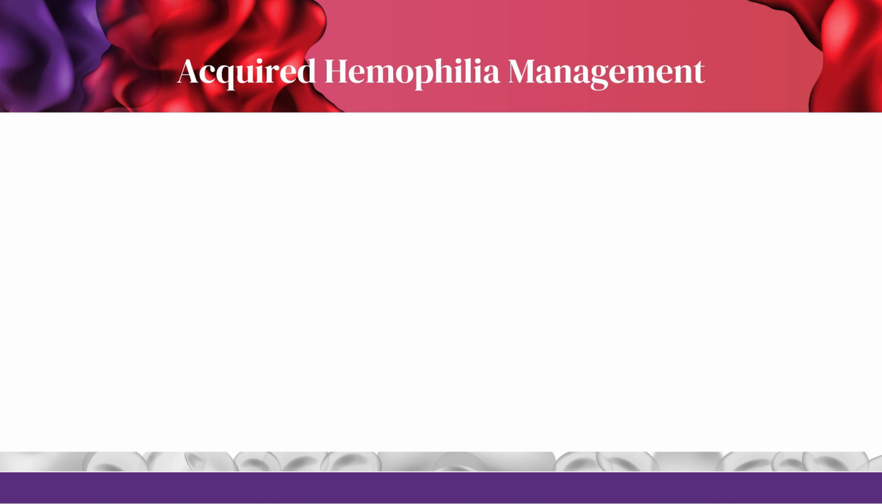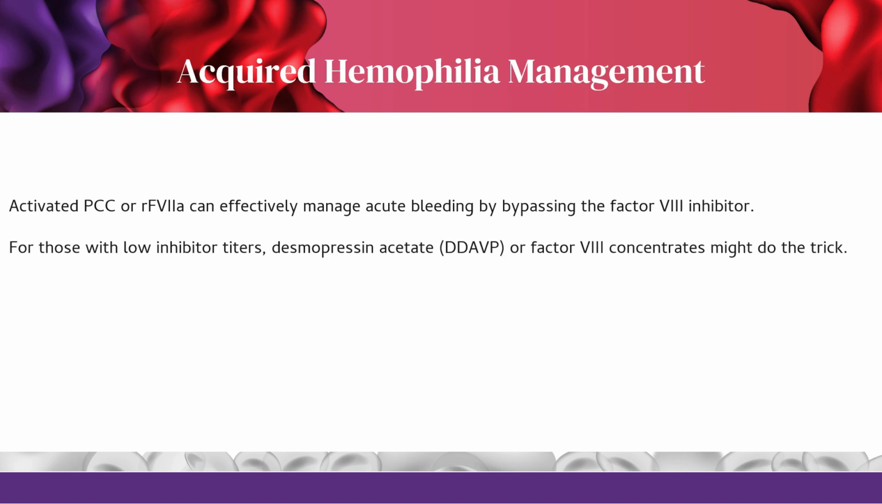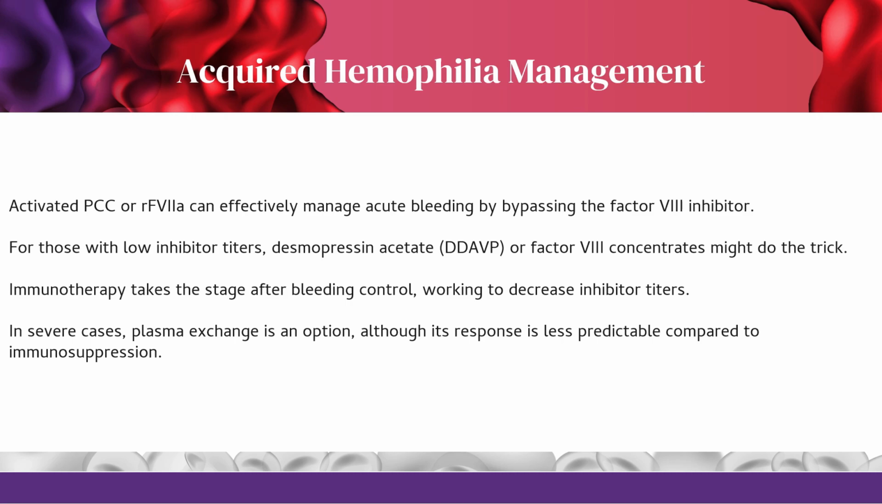When it comes to acquired hemophilia, quick thinking is key. Activated PCC or factor 7 can effectively manage acute bleeding by bypassing the factor 8 inhibitor. For those with low inhibitor titers, desmopressin acetate, DDAVP, or factor 8 concentrates might do the trick. Immunotherapy takes the stage after bleeding control, working to decrease inhibitor titers. In severe cases, plasma exchange is an option, although its response is less predictable compared to immunosuppression.